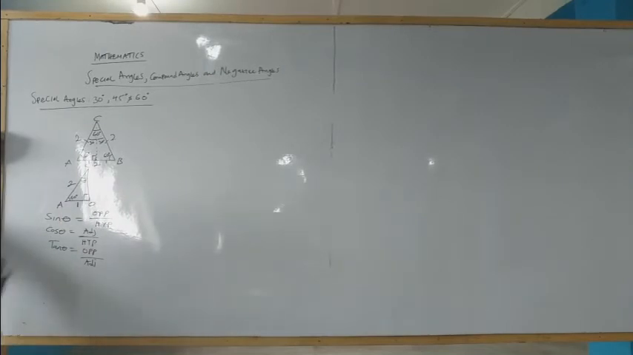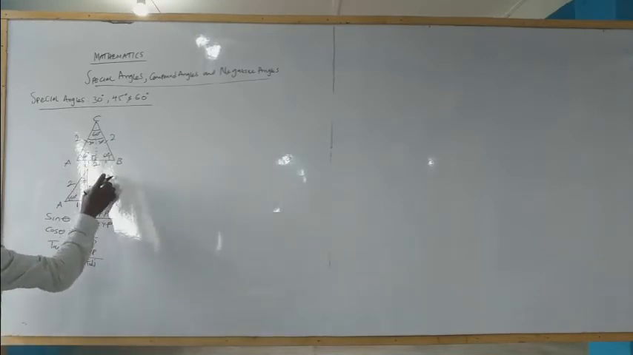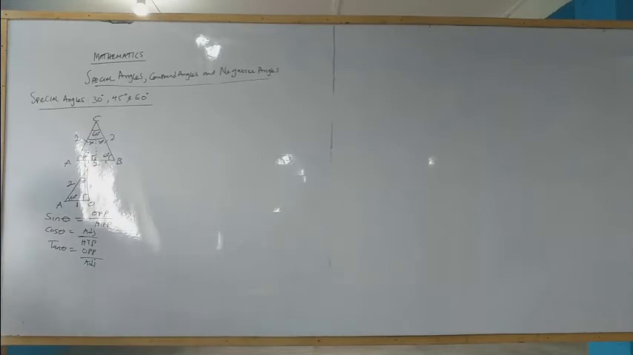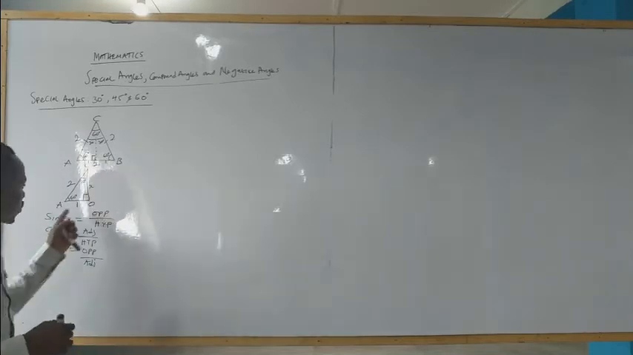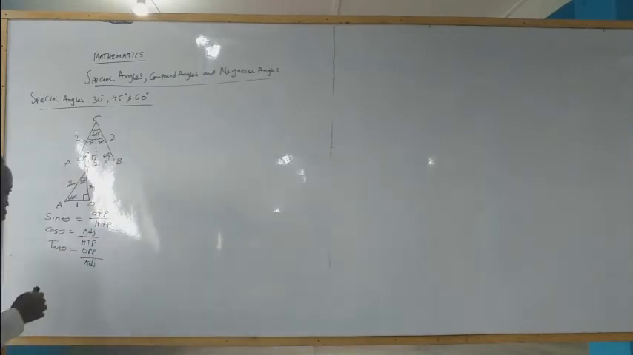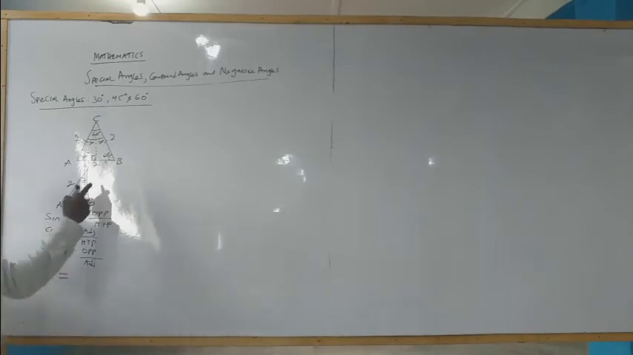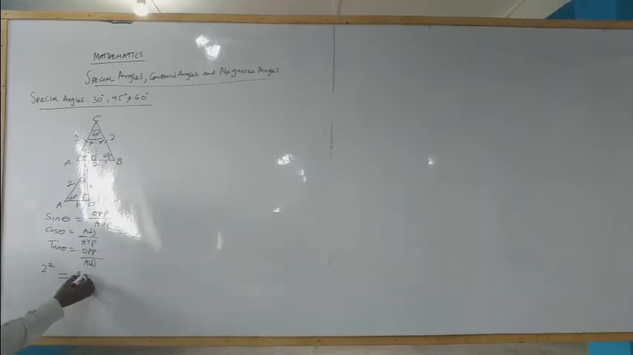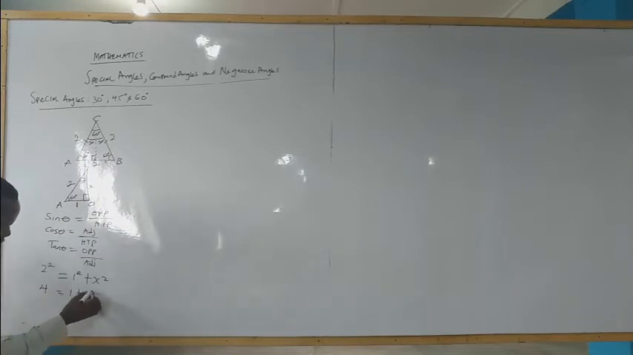But before that, we have to determine the perpendicular line. Let's call it x. Since this is a right angle triangle, we adopt the Pythagoras theorem to find that side. The Pythagoras theorem states that the square of the hypotenuse, that is 2 squared, is equal to the sum of the squares of the other two sides, that is 1 squared plus x squared. 2 squared is 4, and 1 squared is 1, plus x squared. So we are solving for x.